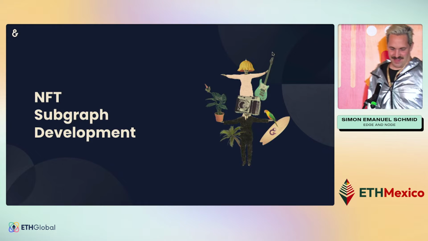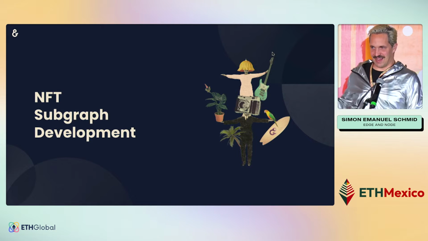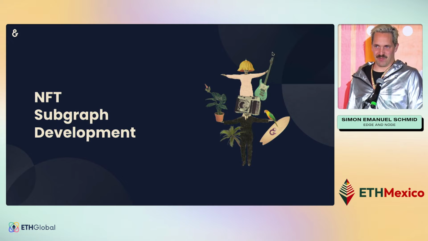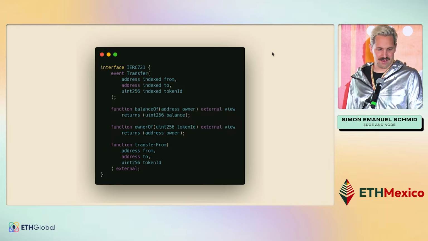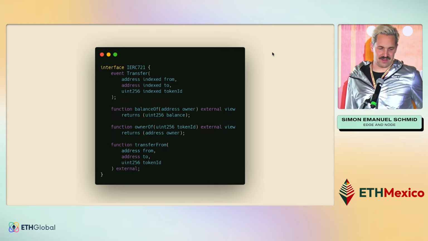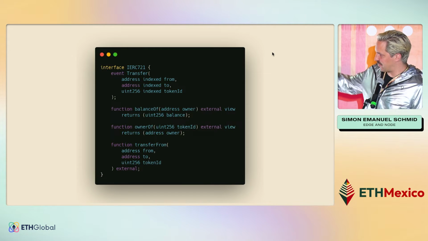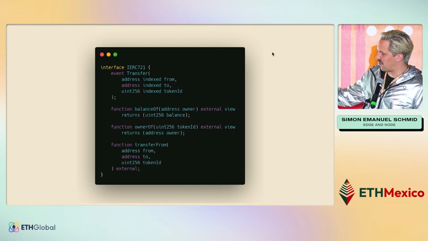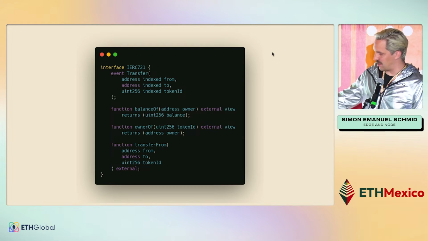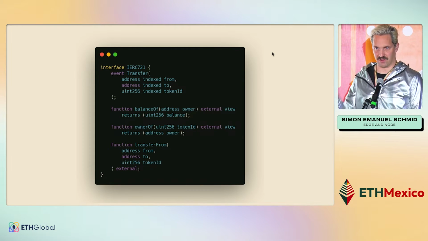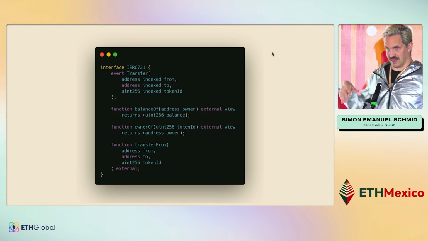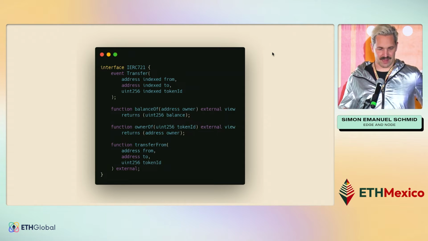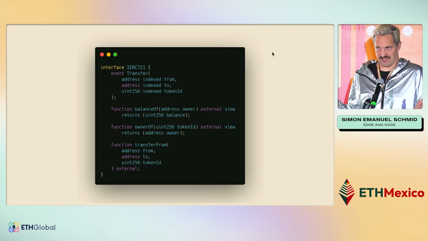Cool, thanks. So, NFT subgraph development. I always use NFTs as an example because it's super easy to understand. So what does an NFT contract look like? You have a transfer event, which is actually the most important one, and then you have functions like balanceOf and ownerOf, which are read functions, and transferFrom, which is a write function. More or less, that's it. There is some other stuff around allowances, but in a nutshell, that's an NFT.